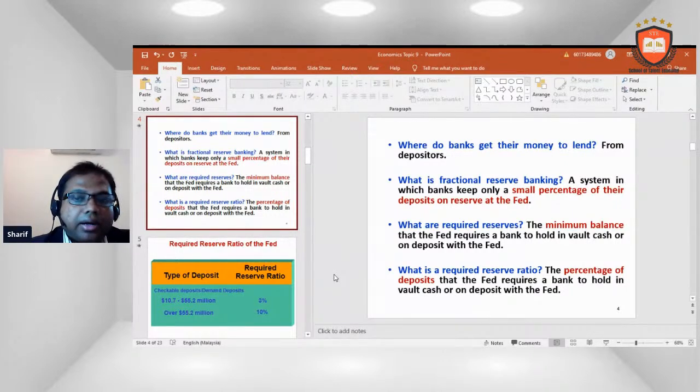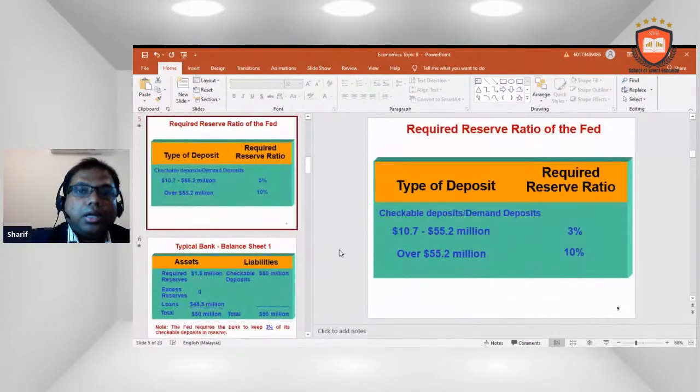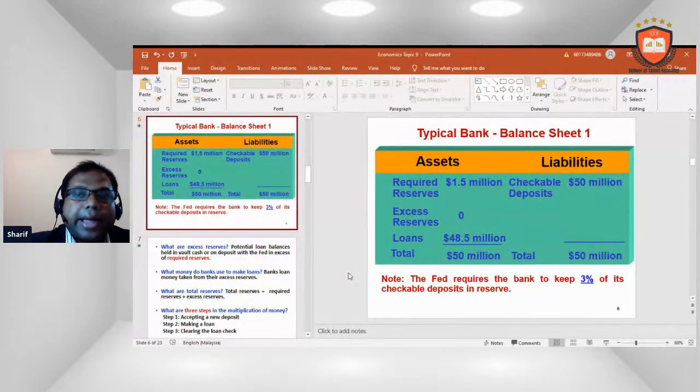What is the required reserve ratio? The percentage of deposits that the Fed requires a bank to hold in vault cash or on deposit with the Fed. Required reserve ratios of the Fed by type of deposit: for checkable or demand deposits, up to $55.2 million, 3%; over $55.2 million, 10%. So here is the bank balance sheet, with assets and liabilities. The Fed requires the bank to keep 3% of its checkable deposits in reserve.